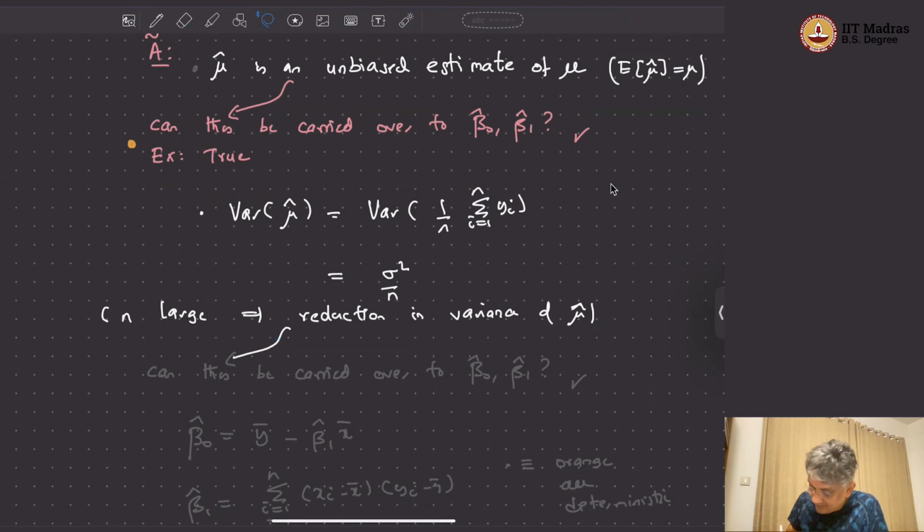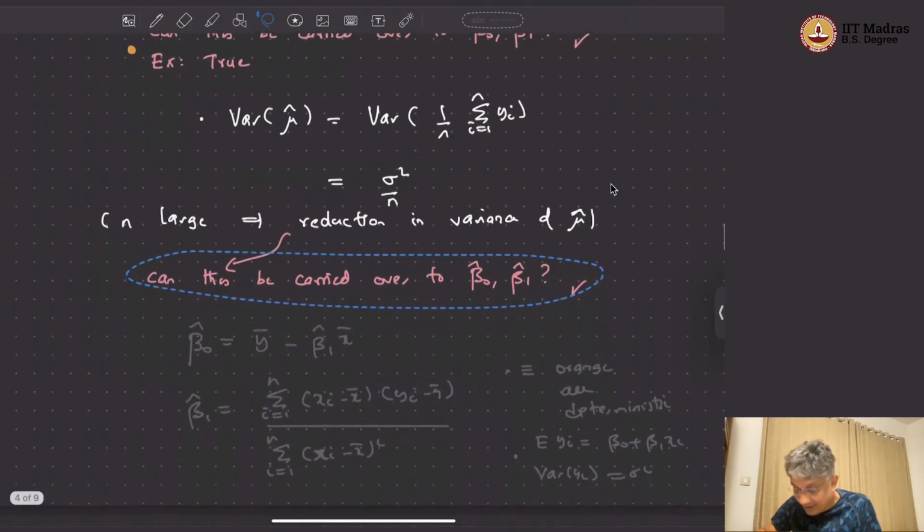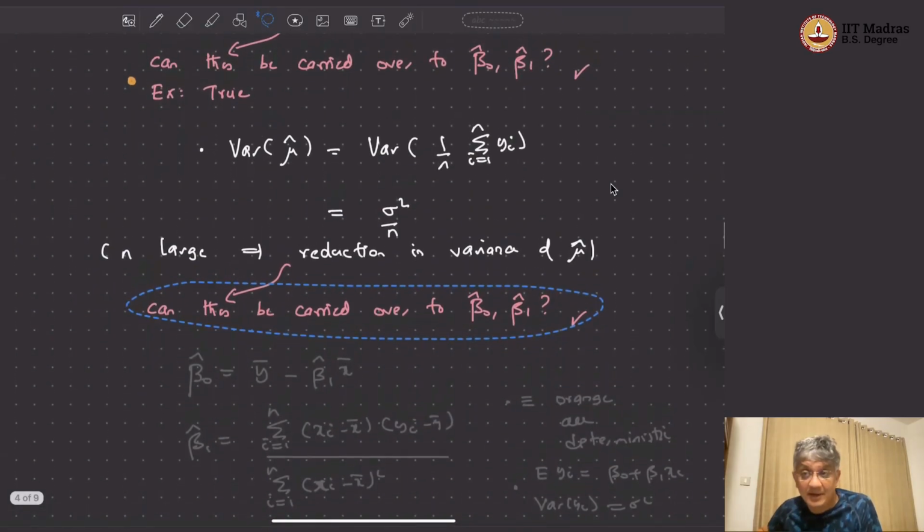So the key question then becomes, can I carry this over to beta naught and beta 1? Is this possible? And the answer is kind of yes. Let's see how to do that. Again, you go back to how you estimate beta naught and beta 1 given the population. You have a population, yi and xi. Remember, xi is given, it's a fixed number, and you're predicting yi using the model. Given the data set xi, I think of my yi as random numbers with mean beta naught plus beta 1 xi.